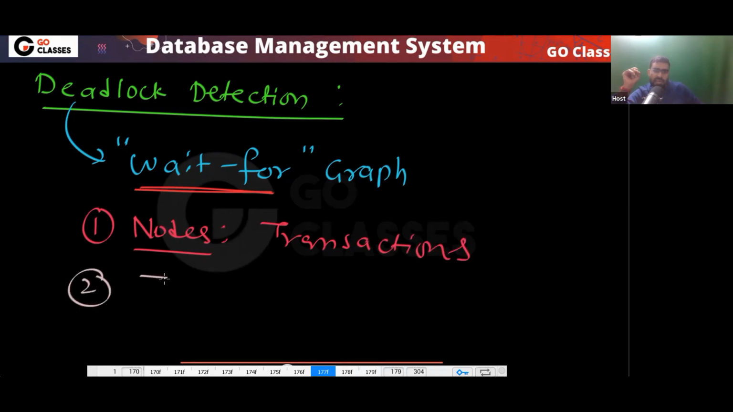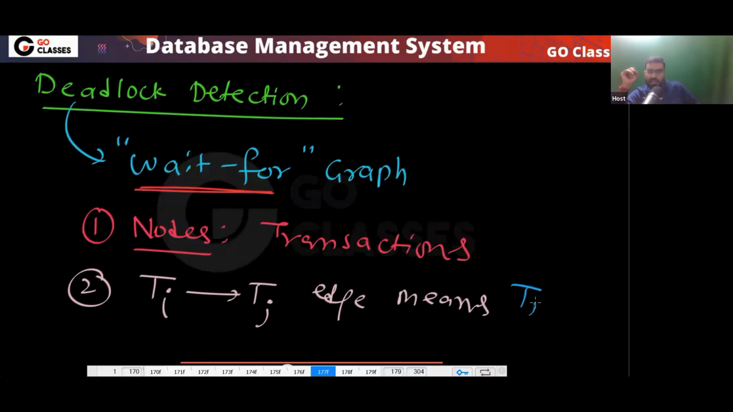And you can notice this edge. When do we put this edge? Ti to Tj. This edge is put when Ti is waiting for Tj. This edge means that Ti is waiting for Tj.